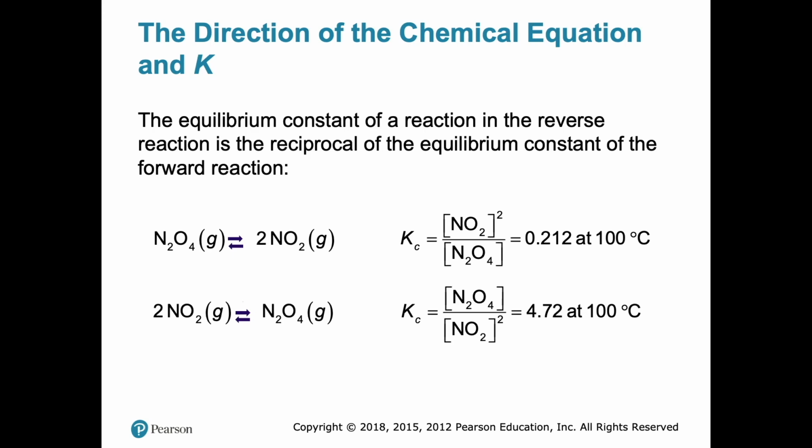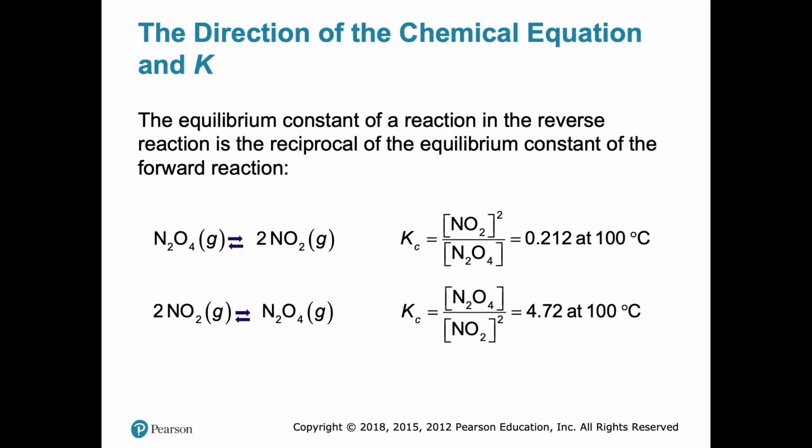And so what happens here is that when you put the products over reactants here, you end up with an equilibrium constant of 0.214, right? But when you put the reactants over products here, then you get an equilibrium constant of 4.72, at 100 degrees. So the thing to know about this is that the reverse reaction's equilibrium constant is the reciprocal of the equilibrium constant of the forward reaction. Okay, it's always the reciprocal. Okay, it's the reciprocal.